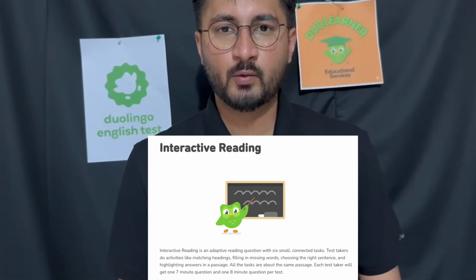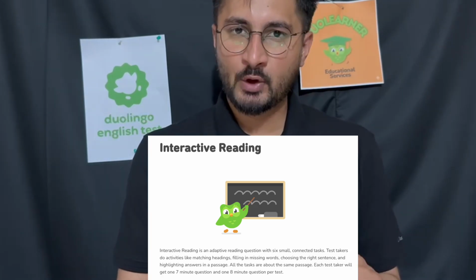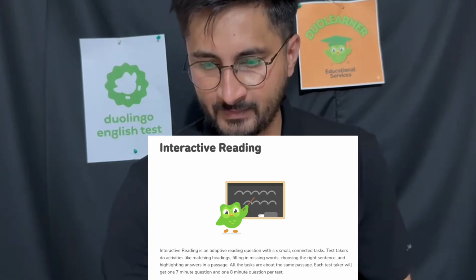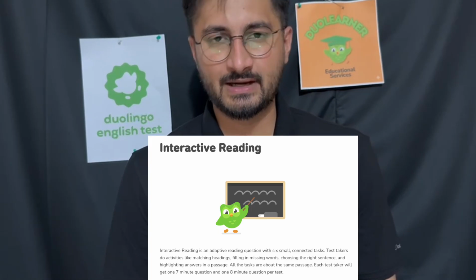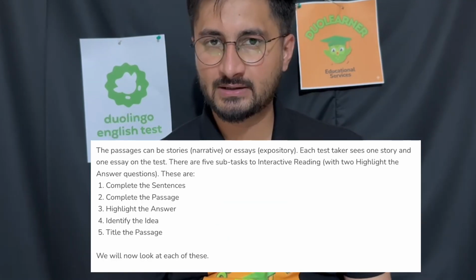Let's start with the interactive reading lesson. In this lesson, I want to teach you how you can get 140 plus points in the interactive reading section. Interactive reading is an adaptive test with small connected tasks, and in the real Duolingo English test you will get 2 tasks. Let's talk about how many tasks you're going to get.